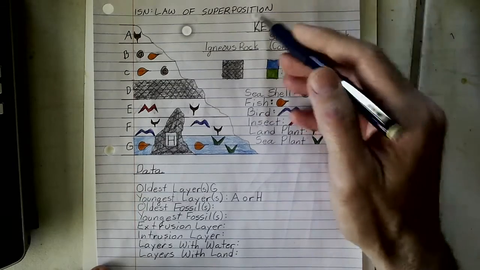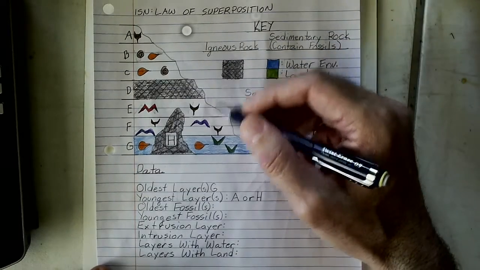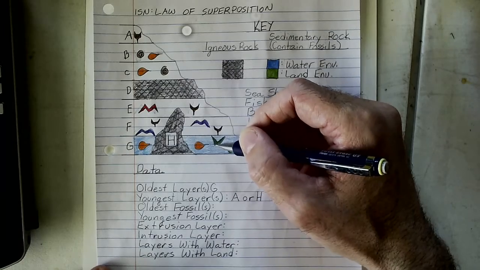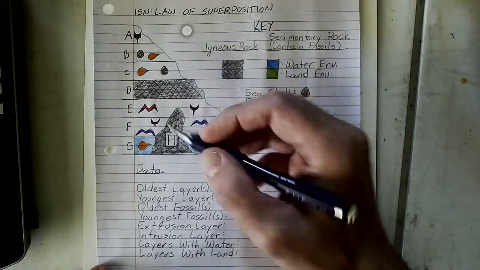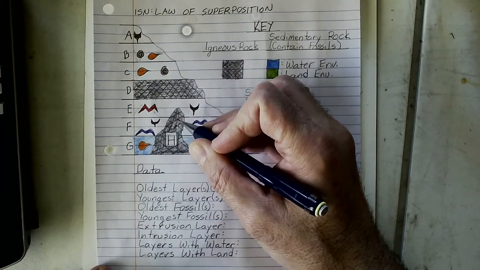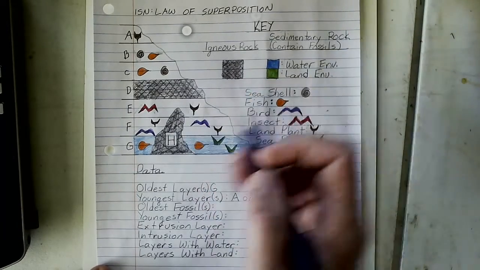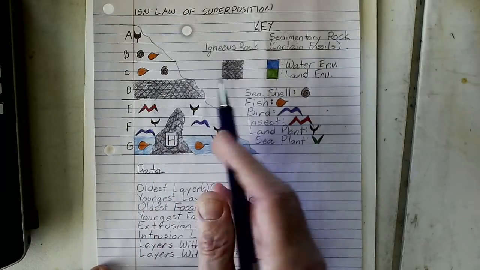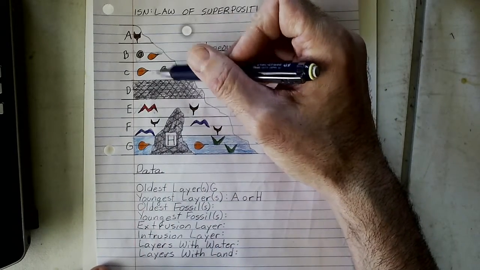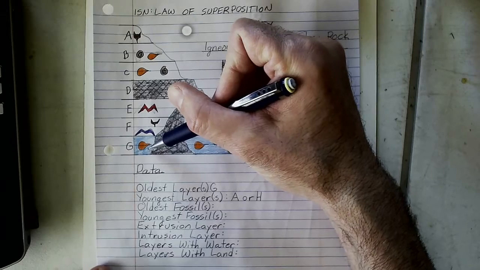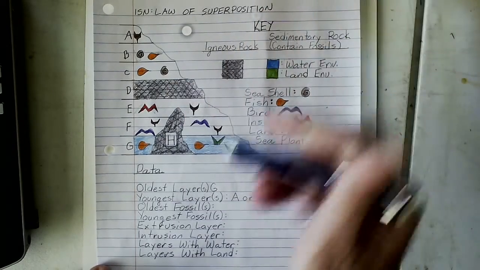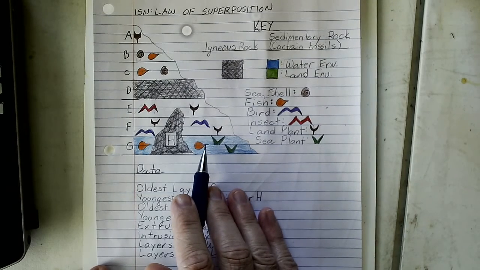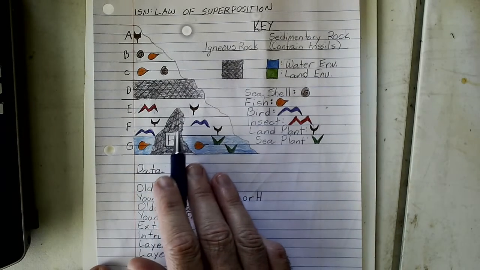Okay, so the law of superposition states that the lower the layer of sediment, of earth, of rock, the older it is. What gets tricky are these intrusions here. Extrusions aren't as bad, okay, but the law of superposition, all it means is that the lower the layer, the older it is. It's kind of obvious, but it is a law of geology. It's these intrusions that make it a little bit difficult.